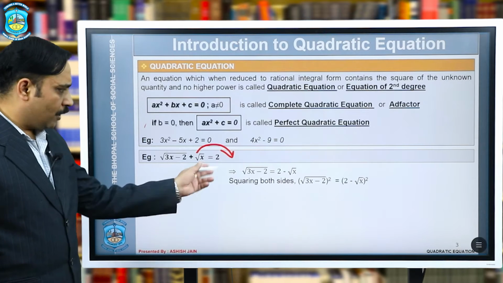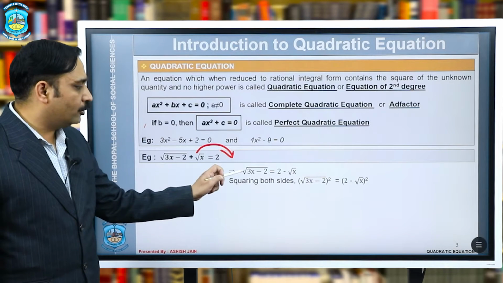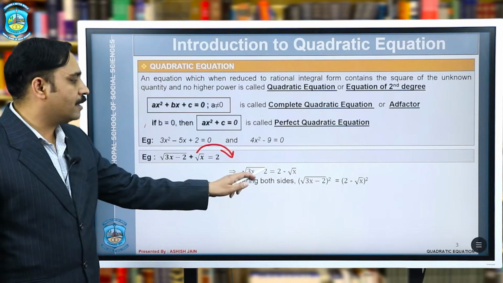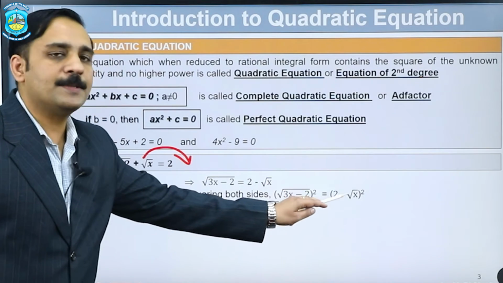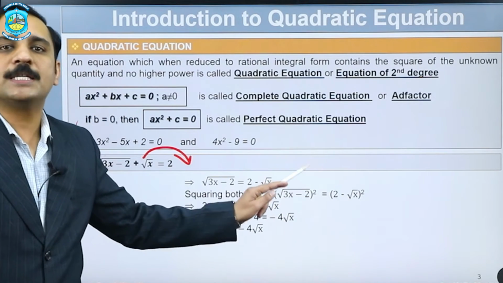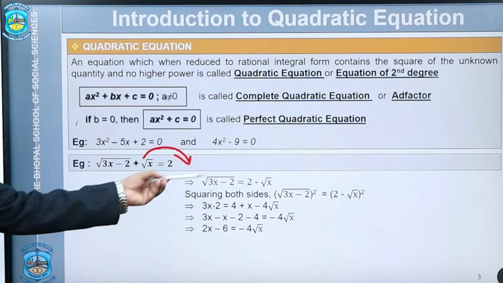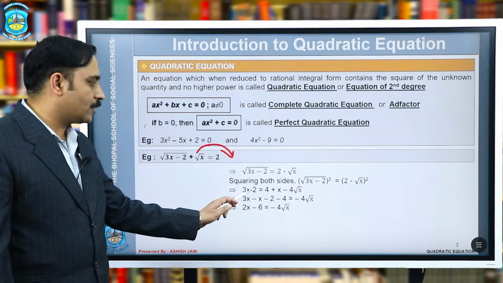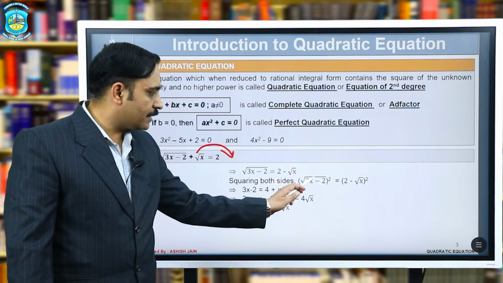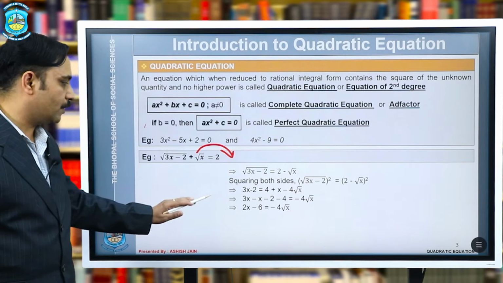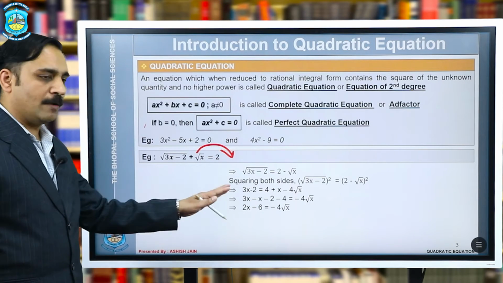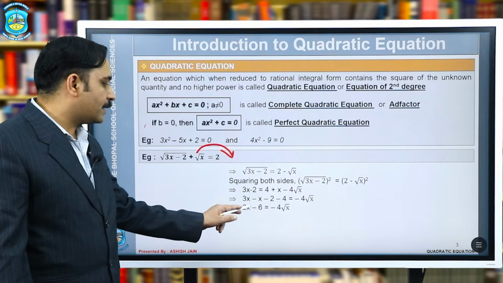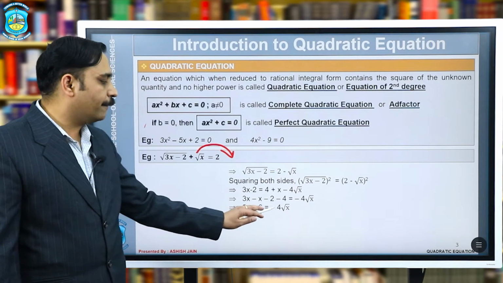Now, on squaring both the sides, we have under root of 3x minus 2 whole square, which is equal to 2 minus root x whole square. It is of the form a minus b whole square, which is a square plus b square minus twice of ab. So we have 3x minus 2, because under root 3x minus 2 whole square is equal to 3x minus 2, equal to 4 plus x minus 4 times root x. On solving further, we are getting 2x minus 6 is equal to minus 4 root x.